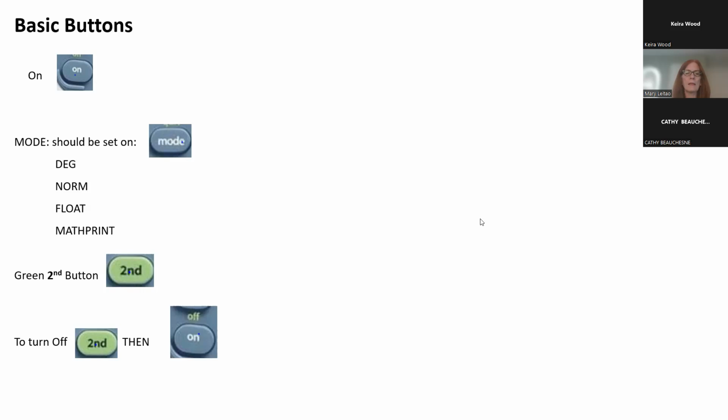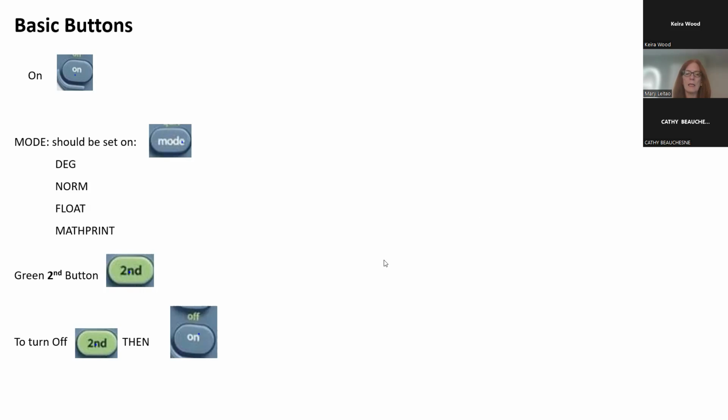It should look like this: degree, norm, float, and math print. And if yours looks like that, there's nothing you need to do. If it doesn't, then you need to use this scroll key. It's the biggest gray key on the calculator to scroll, to change it if you would need to. But everything's set up the way it should be. So I'm just going to quit that screen and move on.